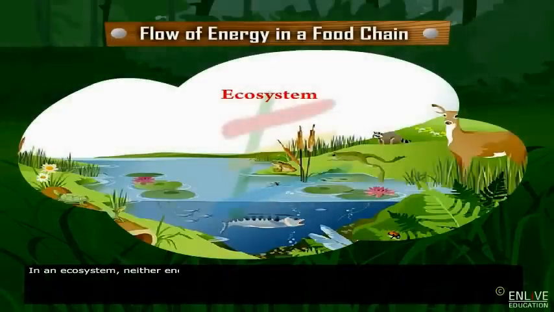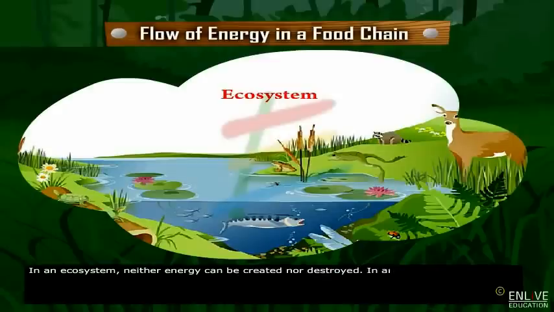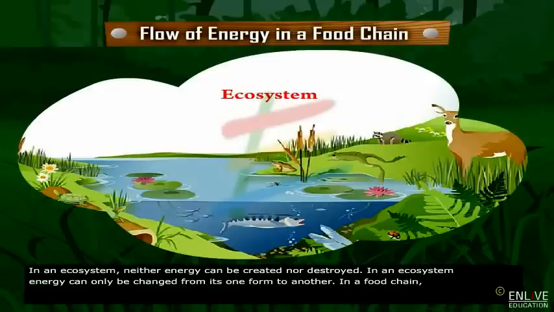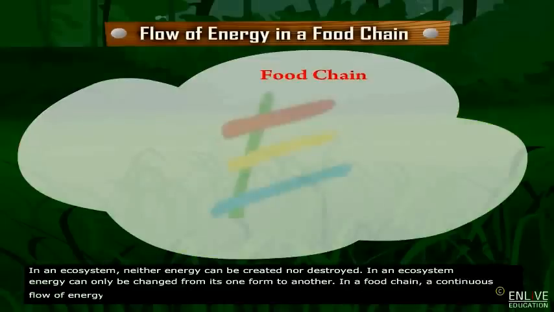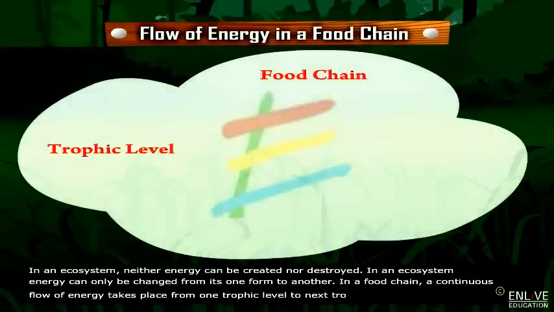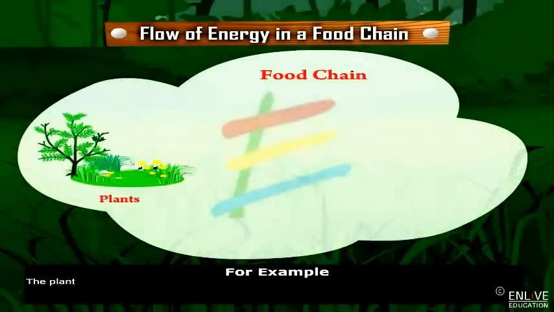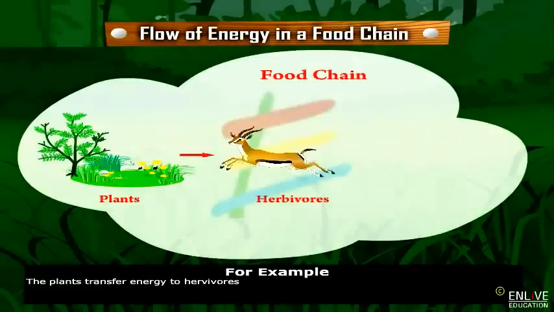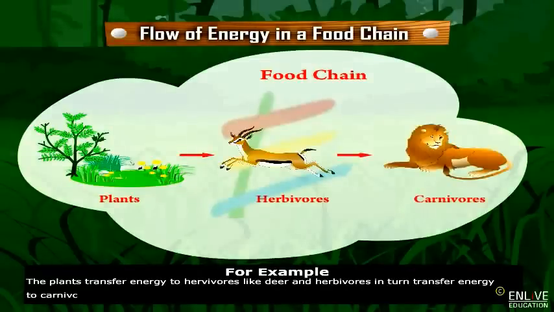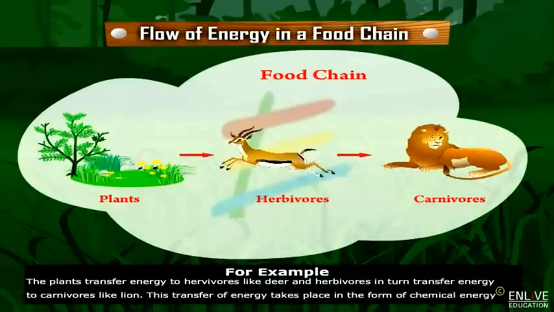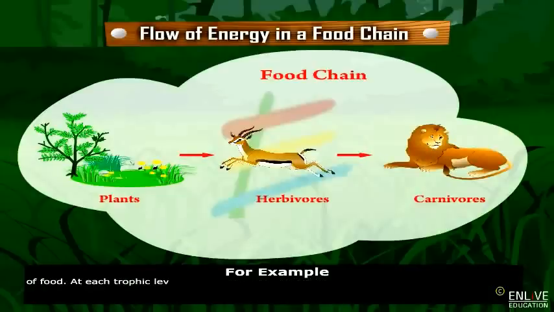In an ecosystem, neither energy can be created nor destroyed. In an ecosystem, energy can only be changed from one form to another. In a food chain, a continuous flow of energy takes place from one trophic level to the next trophic level. For example, the plants transfer energy to herbivores like deer, and herbivores in turn transfer energy to carnivores like lion. This transfer of energy takes place in the form of chemical energy or food.